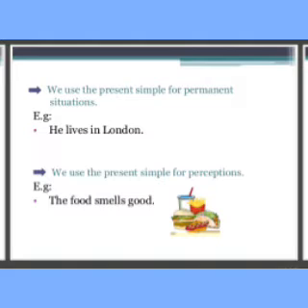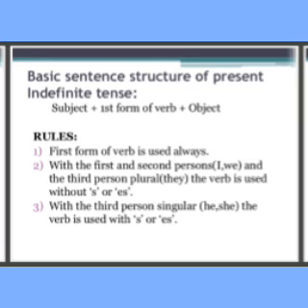The food smells good. Let us now see the basic sentence structure of simple present or simple indefinite tense. Subject plus first form of the verb, that is the base form or the root verb, plus object. Rules: the first form of the verb is always used with the first and second person, I, we, you, and the third person plural, they. The verb is used without s or es. With the third person singular, he or she, the verb is used with s or es.